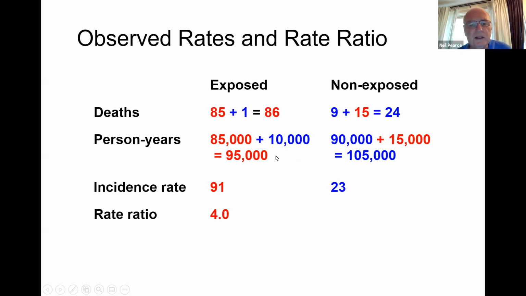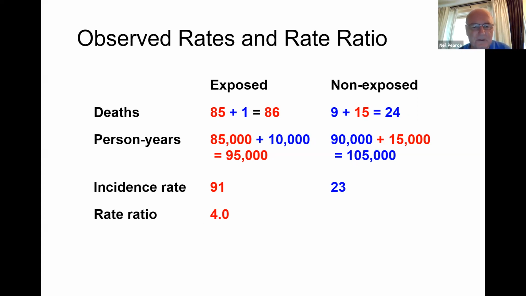So what do we see when we do the study? We think that in the exposed group, this 85 plus 1 is 86 deaths out of 85,000 plus 10,000, which is 95,000 person years. And the death rate or incidence rate is 91 per 100,000, 86 over 95,000 times 100,000. In the non-exposed, we think there's 24 deaths, there's 105,000 person years, and the incidence rate is 23. And the rate ratio is 91 per 100,000 divided by 23 per 100,000, which is a rate ratio of 4.